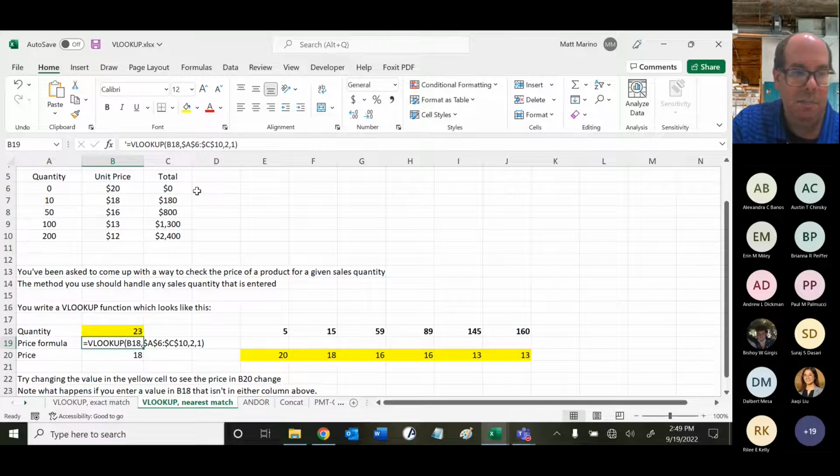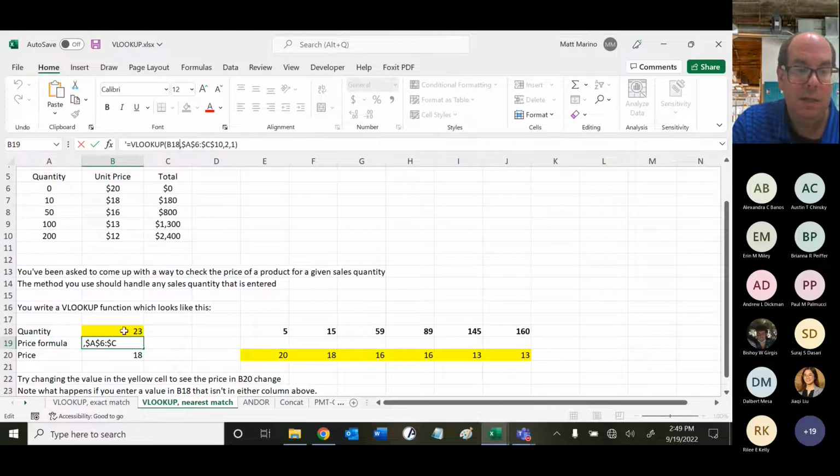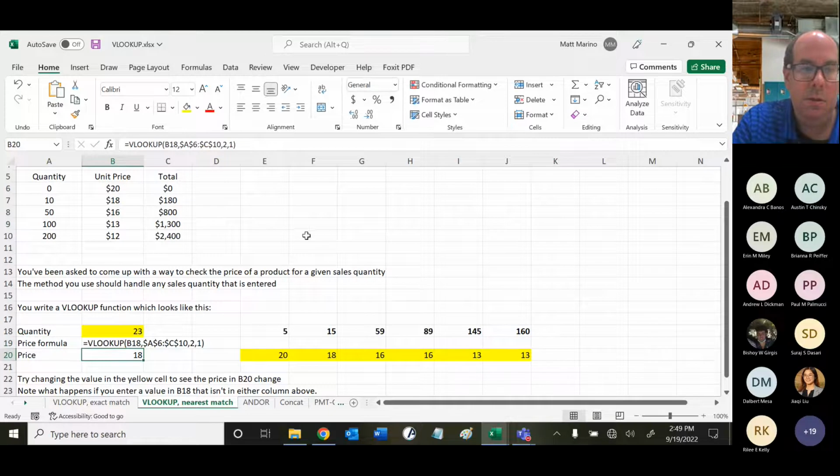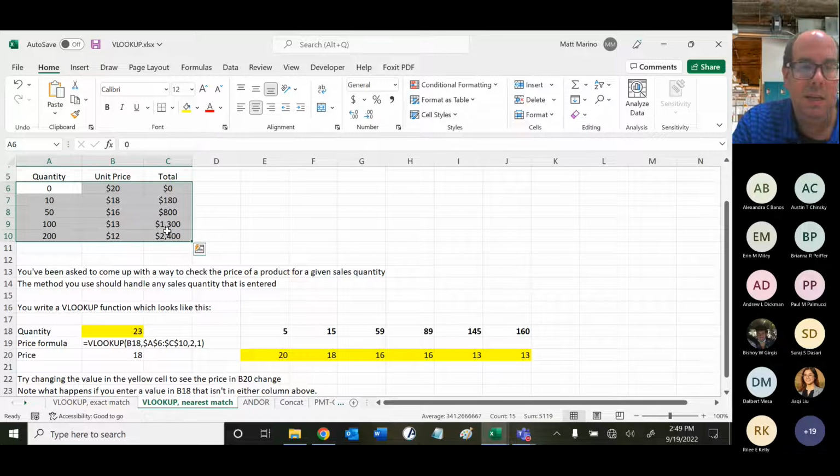So down in cell B19, you see it here. Equals VLOOKUP. The first parameter is what we're looking up. In this instance, B18. Then it's the absolute of our cell range. So here, our cell range is A6 through C10, and you make it an absolute. Do not include the headers for the columns of the table.